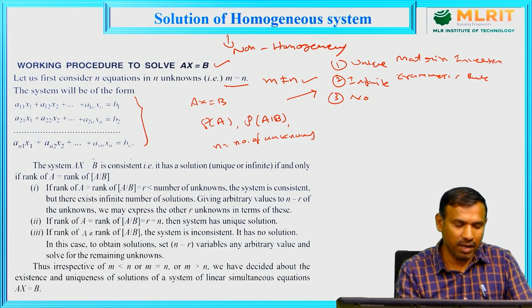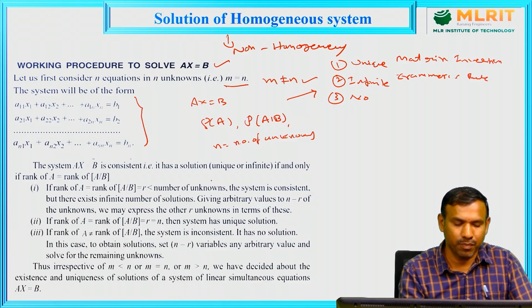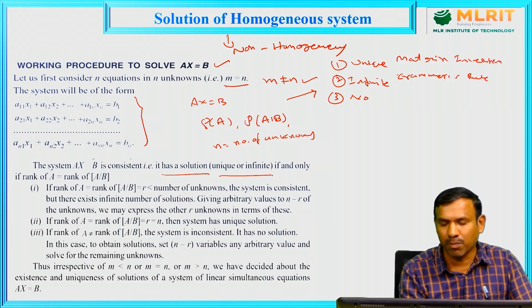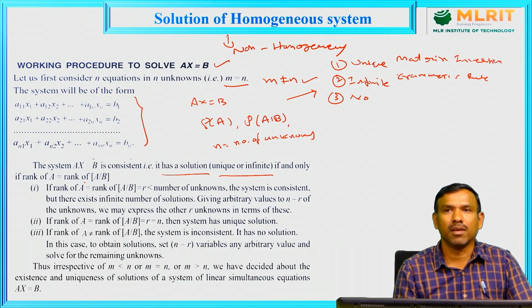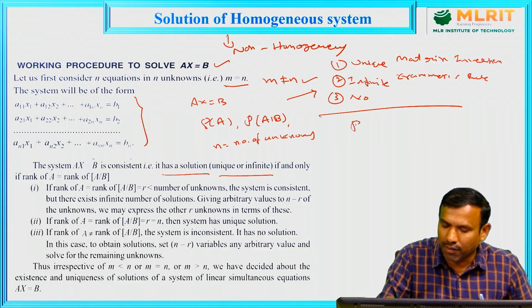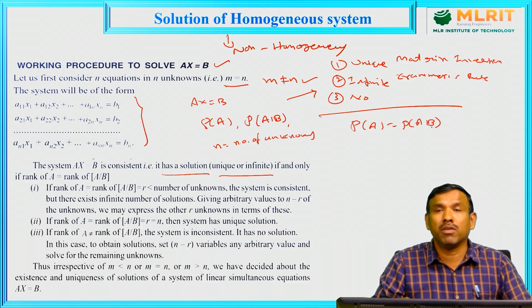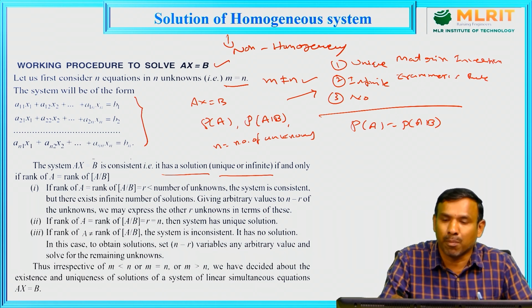So here, as I have clearly explained, if rank of A is equal to rank of A by B, then the system has a solution. Definitely there will be a solution if and only if rank of A is equal to rank of A by B. Suppose both the ranks are equal, definitely there will be a solution. But solution means two possibilities: maybe the unique solution, maybe an infinite number of solutions. That depends on the number of unknowns.